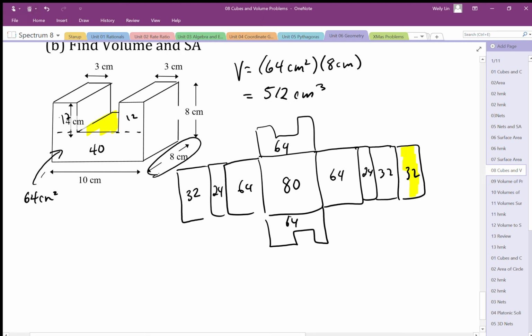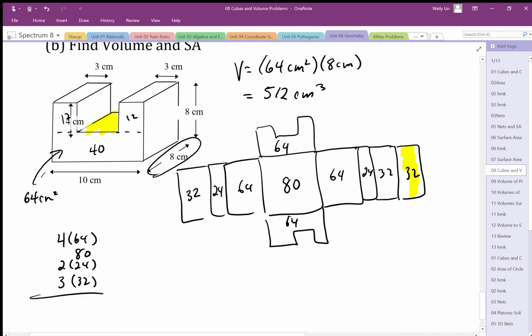Now I'll just do a good job of adding them up. So I have 2 times 64, I've got 80, I've got 2 times 24, and I've got 1, 2, 3 surfaces of 32. Okay, so just making sure I have all my surfaces here. I've counted 8 surfaces. Okay, so, whoops, I got 4. I've got 10 surfaces because those are there. 1, 2, 3, 4, 5, 6, 7, 8, 9, 10. Yeah, I've got all 10 surfaces.